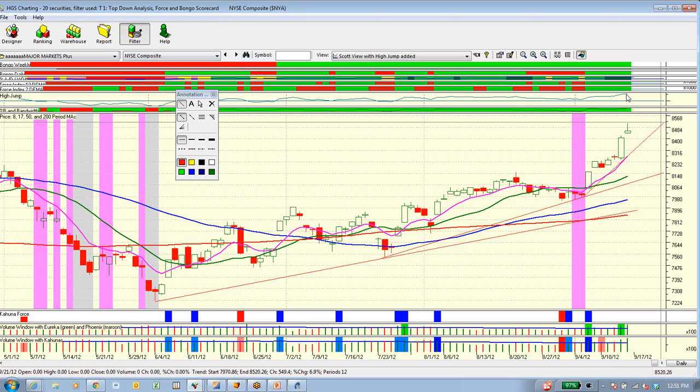And what do you see here? Right up at the top of the high jump. Forget, in the high jump, the absolute number doesn't mean anything. What's meaningful is relative, and you can see it's at the highest level it's been in quite some time.